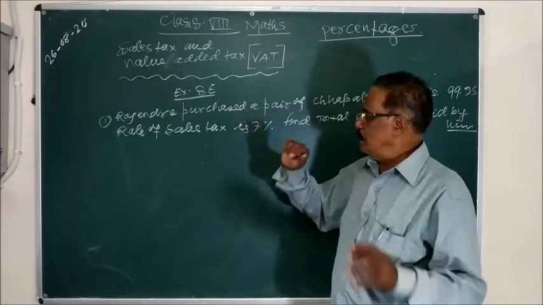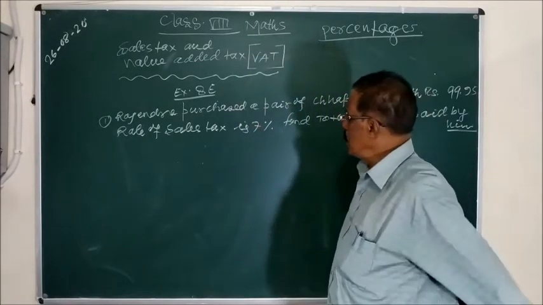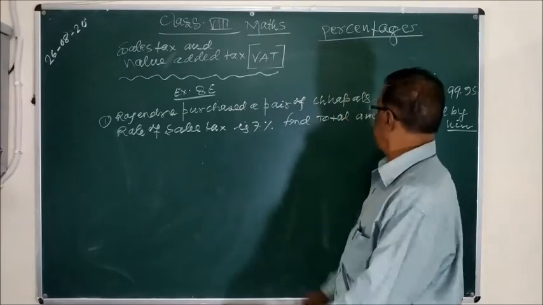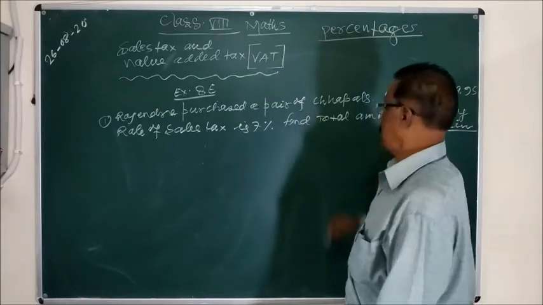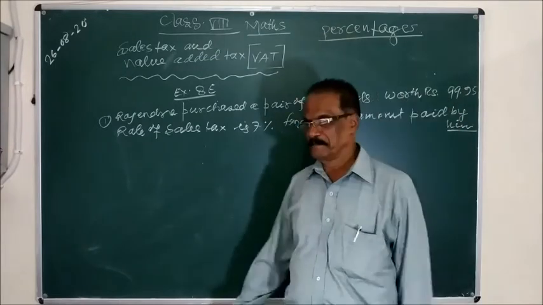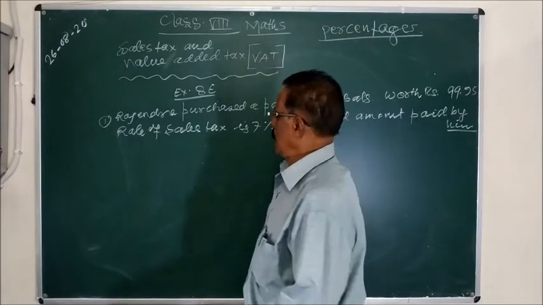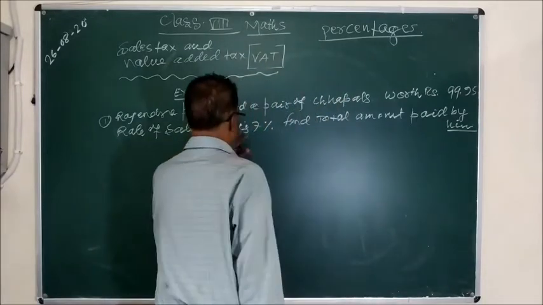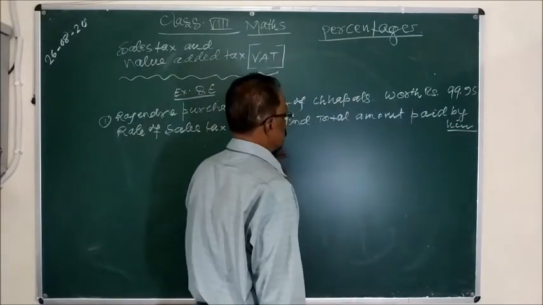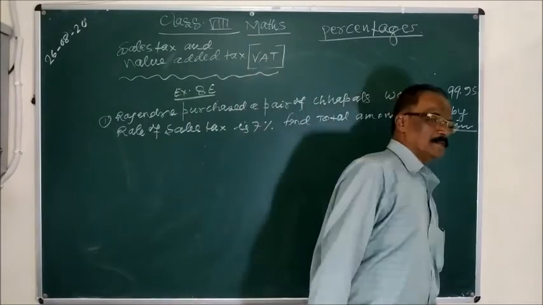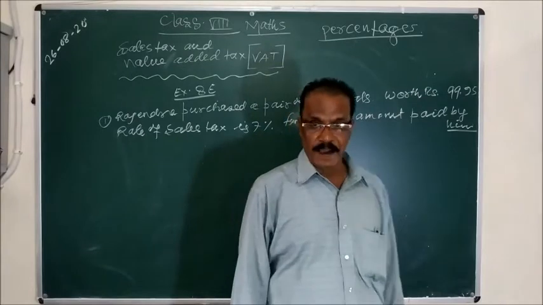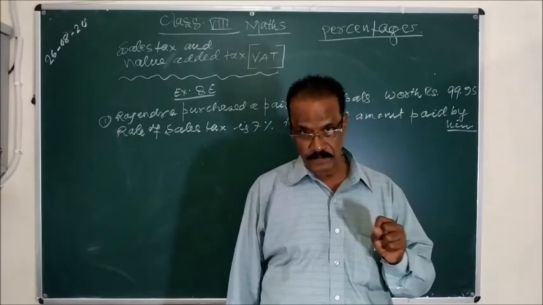Now you come to the questions. In question number 1, Rajendra purchased a pair of chappals worth rupees 99.95. And the rate of sales tax is 7%. How much money will be paid by that fellow?